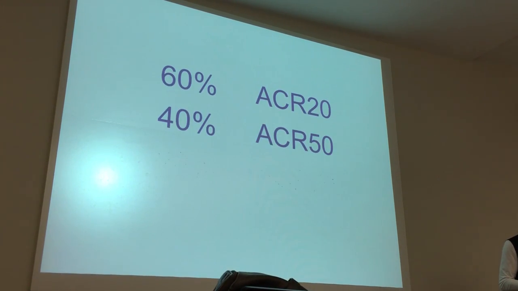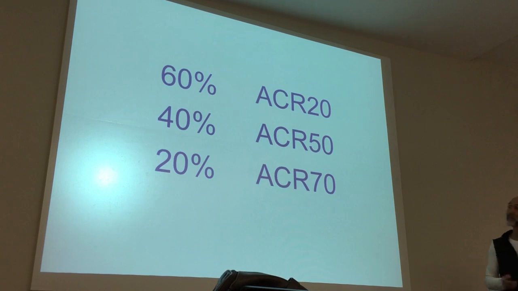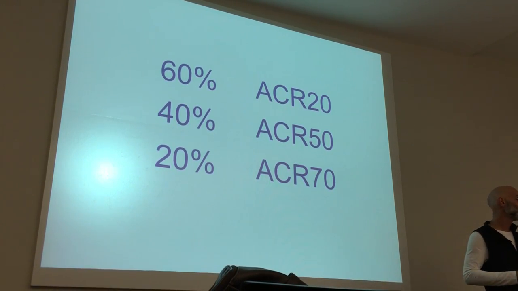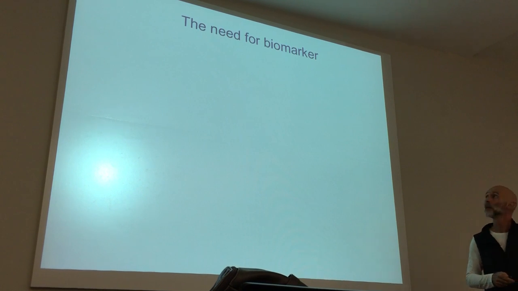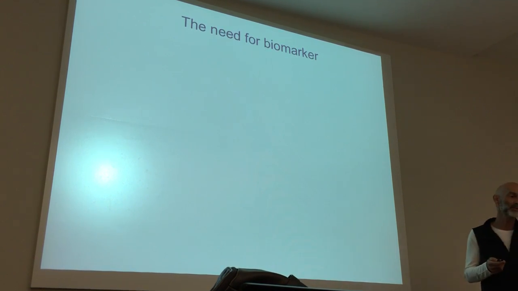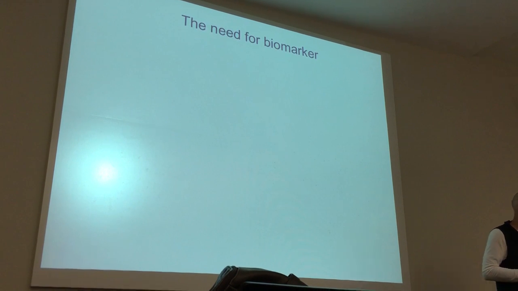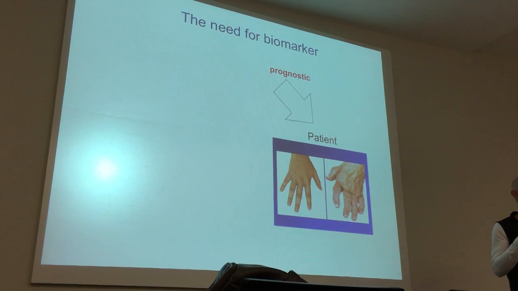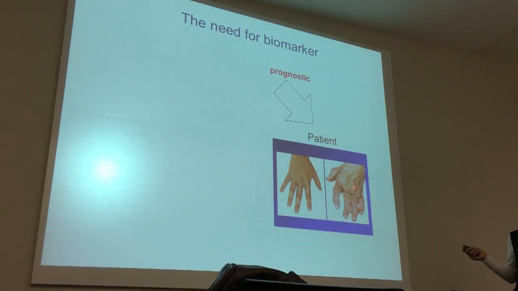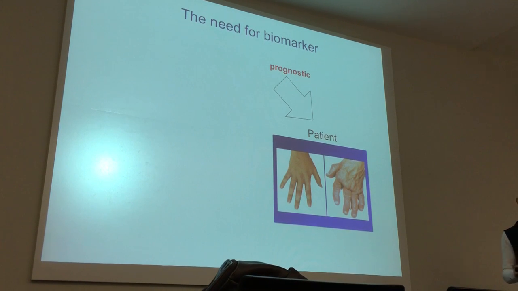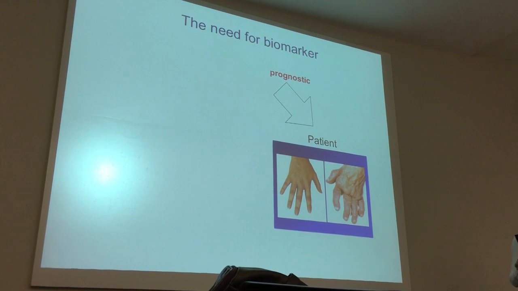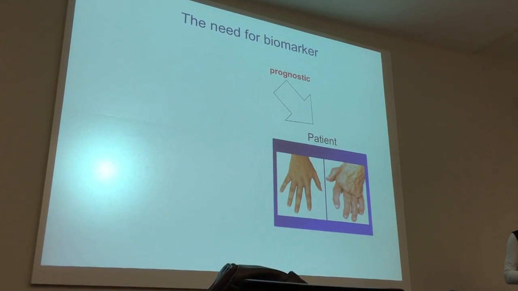So, these are the numbers I already told you. We already said that we only achieved this ACR70 response, so almost complete healing, in only 20% of the patients. And this now leads to a tremendous need for biomarkers. It would be fantastic if we had biomarkers that would predict who is really in danger of developing this very destructive disease. We have some biomarkers, like rheumatoid factor or anti-CCP antibody, but of course it would be fantastic to have more of them.